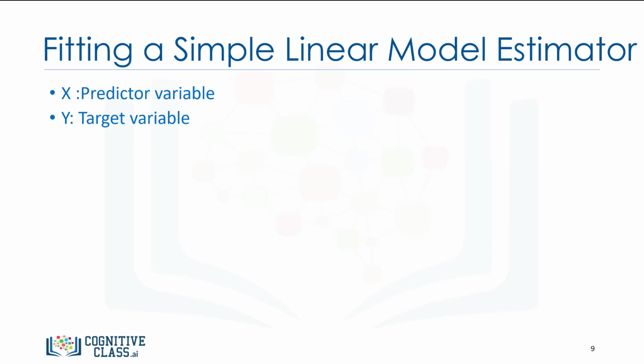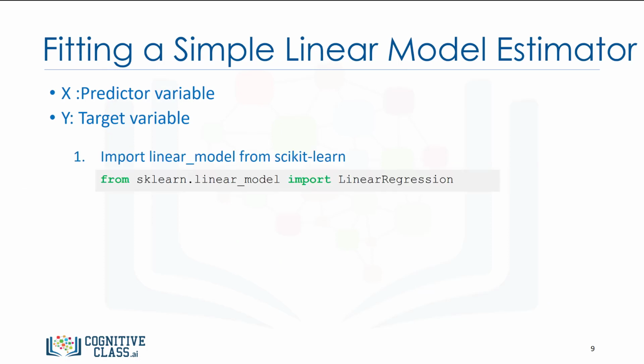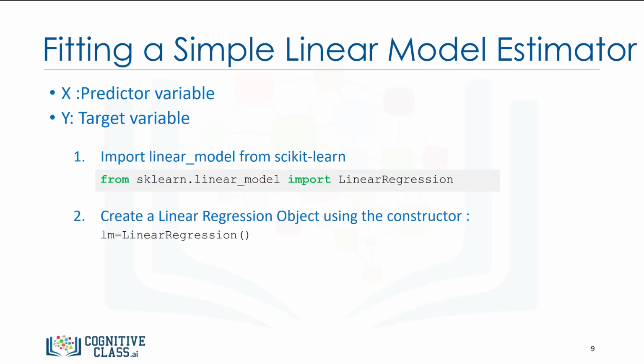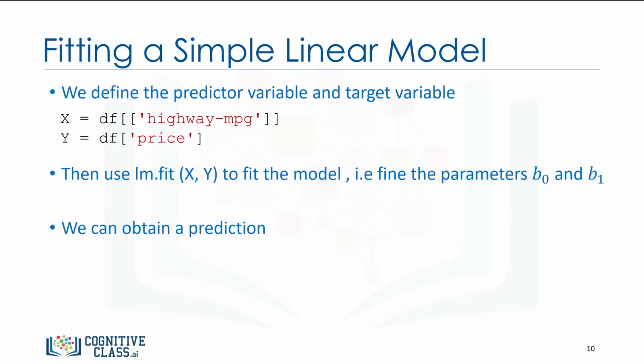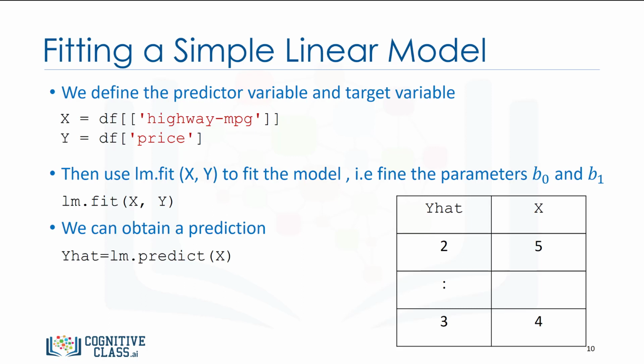To fit the model in Python, first we import linear model from scikit-learn, then create a linear regression object using the constructor. We define the predictor variable and target variable, then use the method fit to fit the model and find the parameters b0 and b1. The input are the features and the targets. We can obtain a prediction using the method predict. The output is an array. The array has the same number of samples as the input x.